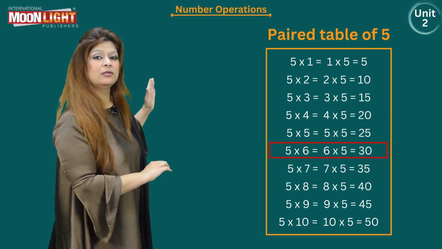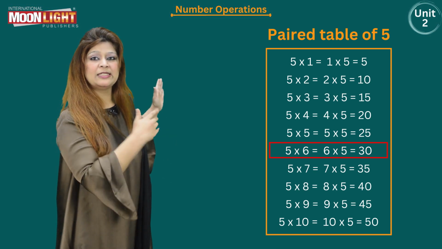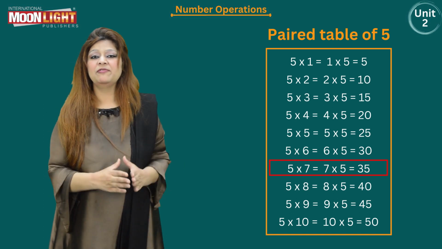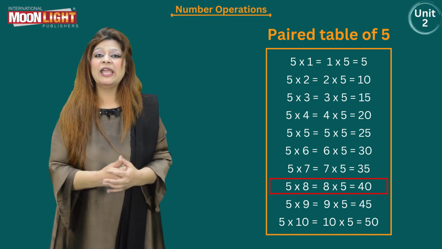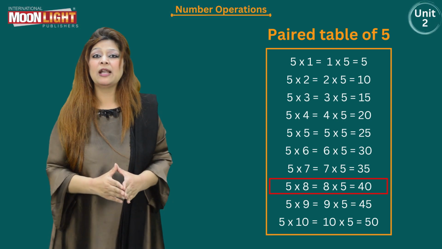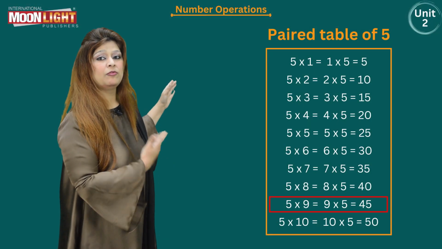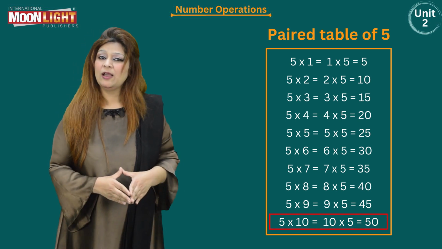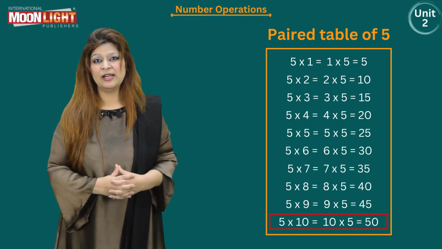5 sixes are 30 and 6 fives are also 30. 5 sevens are 35 and 7 fives are also 35. 5 eights are 40 and 8 fives are 40. 5 nines are 45 and 9 fives are also 45. 5 tens are 50 as well as 10 fives are 50.